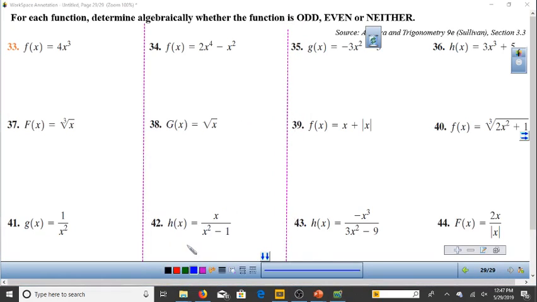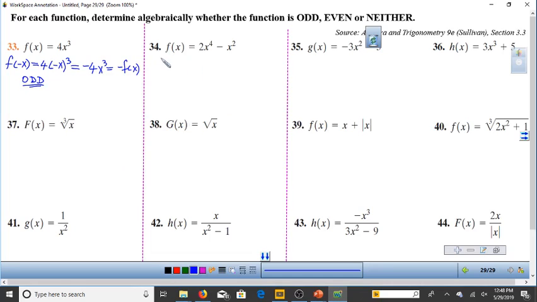number 35. To check for symmetry, to check for odd or even, we just replace x with negative x and see if you get either the original function or the negative of the original function. And as you can see here, this is the negative of f of x, which makes this an odd function.